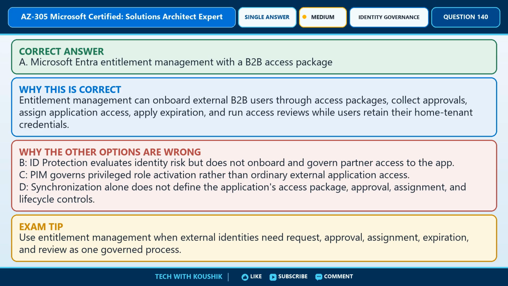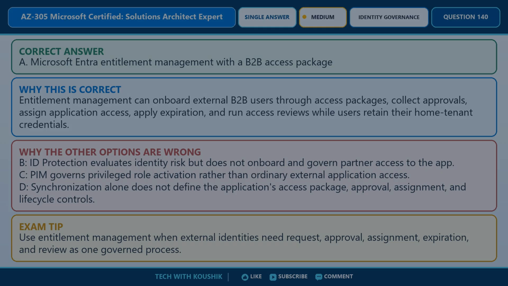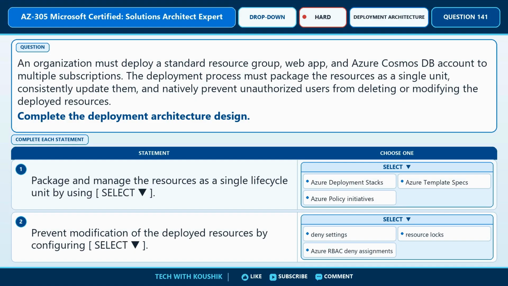A useful examination rule is this. Use entitlement management when external identities need request, approval, assignment, expiration, and review as one governed process. Now consider question number 141.